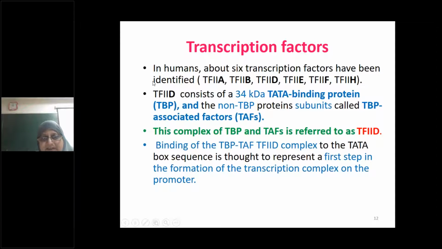Now out of these, transcription factor 2D plays a very important role here. It consists of a 34 kilodalton TATA binding protein, TBP, and 14 non-TBP protein subunits that are known as TBP associated factors, the TAFs. So they are 14 in number. This complex of TBP and TAFs together forms the transcription factor 2D. Now binding of this transcription factor 2D complex to the TATA box sequence, mainly through the TATA binding protein, is thought to represent a first step in the formation of the transcription complex on the promoter.